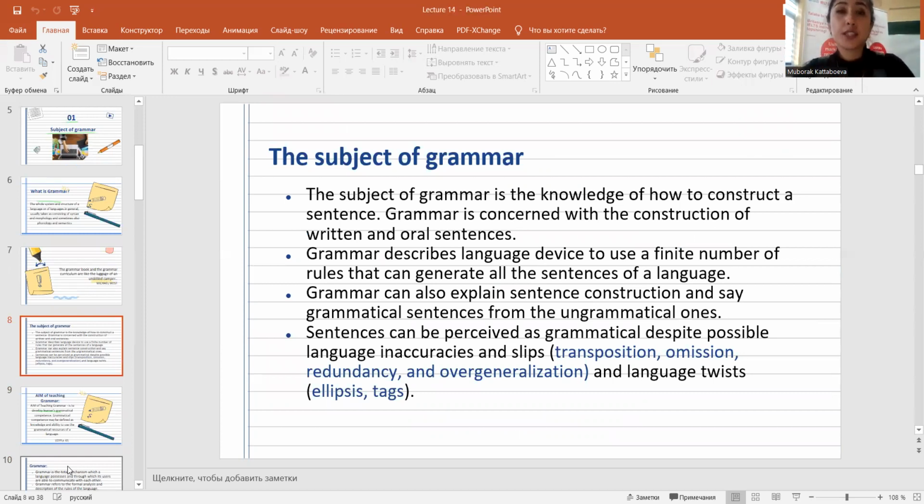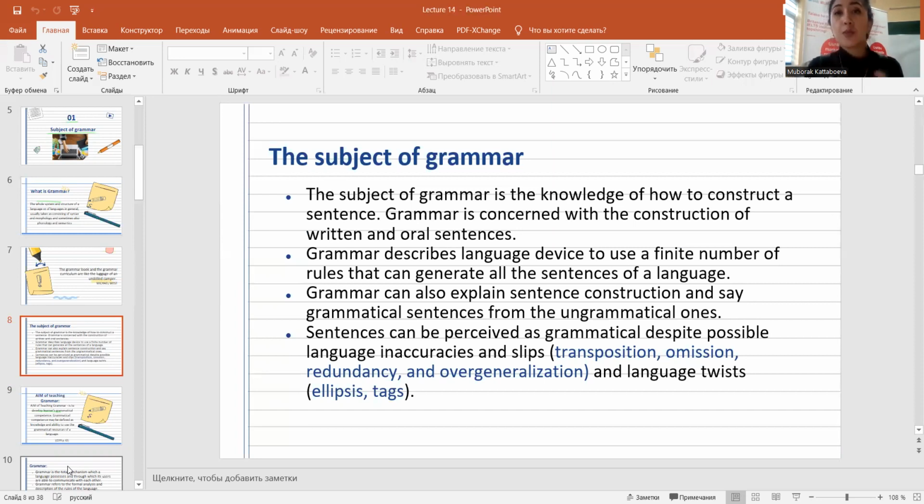So, the subject of grammar is the knowledge of how to construct a sentence. Grammar is concerned with the construction of oral and written sentences at the same time. Grammar describes an overall language. It uses a finite number of rules that can generate all the sentences of a language. So you build your sentences with the help of grammar, and you need the structure of rules at this point. Grammar can also explain the construction and even give an explanation why the sentence is constructed exactly this way.